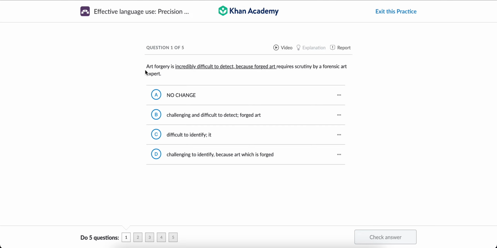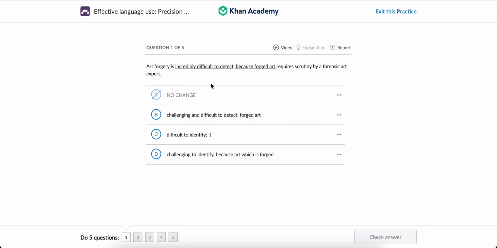No redundancy allowed. And in this case, art forgery is incredibly difficult to detect because forged art requires scrutiny by a forensic art expert. Obviously, they mentioned forgery already, so you don't need to mention it again. So obviously, no change is wrong.